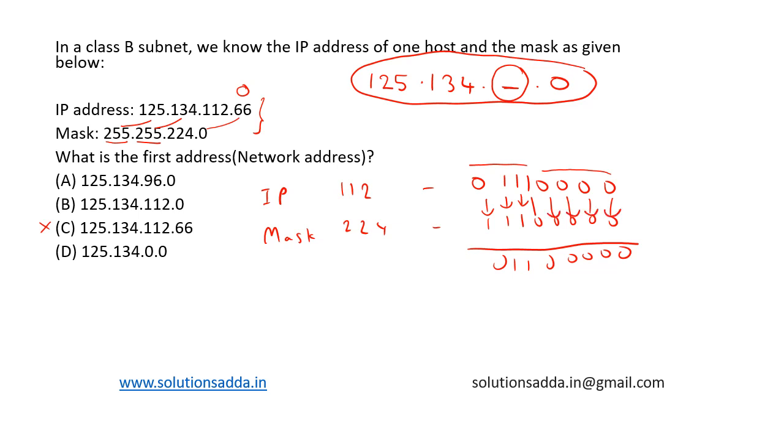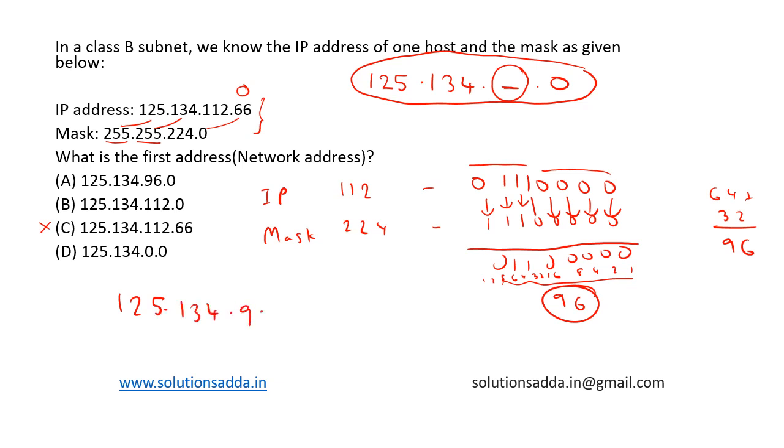So the answer that we'll get is 96, because the values are 8, 4, 2, 1, 16, 32, 64, 128. So 64 plus 32 would give 96. So based on the options we have 125.134.96.0 as the network address. And based on the options, option A is the right answer here.